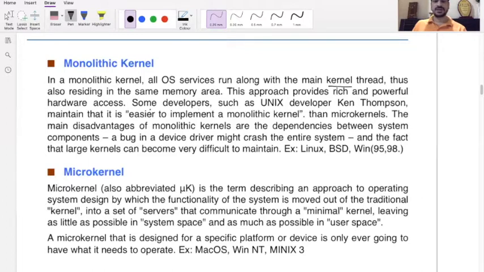Now some developers, such as the Unix developer, Ken Thompson, whom I told you about, he's a white hat hacker. White hat hacker means an ethical hacker. Ethical hacker comes under white hat hacker. So this Ken Thompson did research on the Windows operating system, and found that there were many flaws and many problems related to viruses and different hacking.